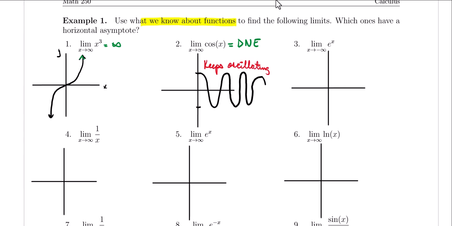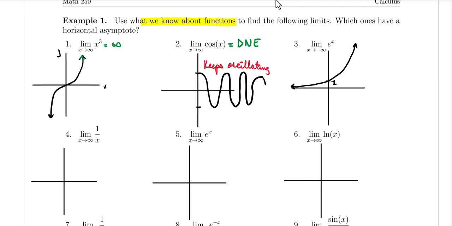So we have the limit as x approaches negative infinity for e to the x. Alright, so the e to the x, the natural exponential function, you may remember here that it is crossing the y value of 1, but it is a function that is always increasing. So we should get something like this here.